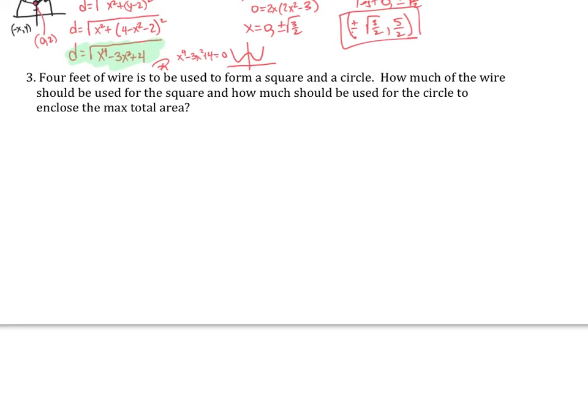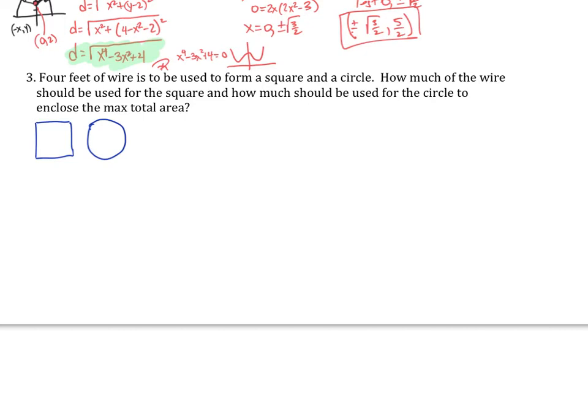Number 3 says 4 feet of wire is to be used to form a square and a circle. So we have to form a square and a circle with 4 feet of wire. Right here, let's use a different color. I've got my square, I've got my circle, and I've got 4 feet of wire to form a square and a circle. How much of the wire should be used for the square, and how much should be used for the circle to enclose the maximum total area?